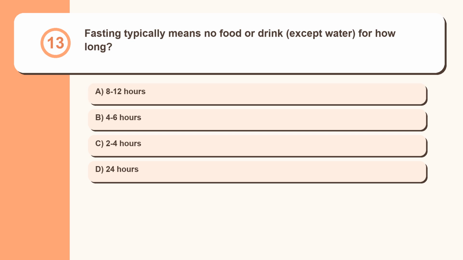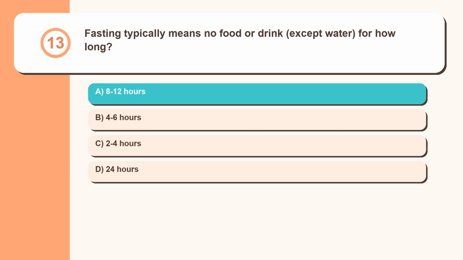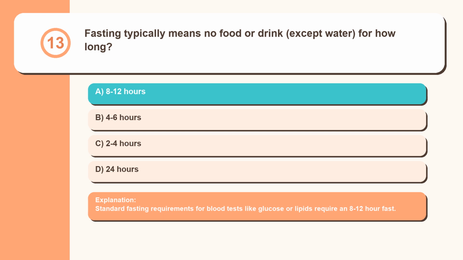Question 13. Fasting typically means no food or drink, except water, for how long? 8 to 12 hours, 4 to 6 hours, 2 to 4 hours, 24 hours. Standard fasting requirements for blood tests like glucose or lipids require an 8 to 12 hour fast.